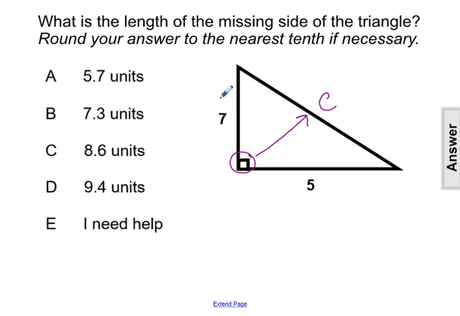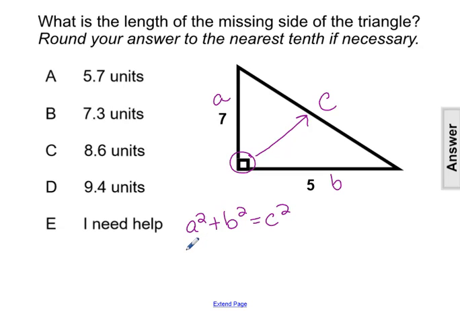We know the values of the two legs. We can say A is equal to 7 units and that B is equal to 5 units. In order to find now the missing hypotenuse of the triangle, we can use the Pythagorean theorem to solve for the value of C. We'll start out with the equation of A squared plus B squared equals C squared, the Pythagorean theorem. We'll then substitute in our known values for A and B.